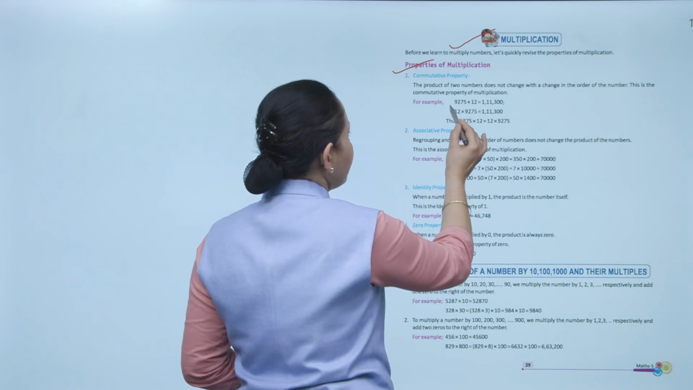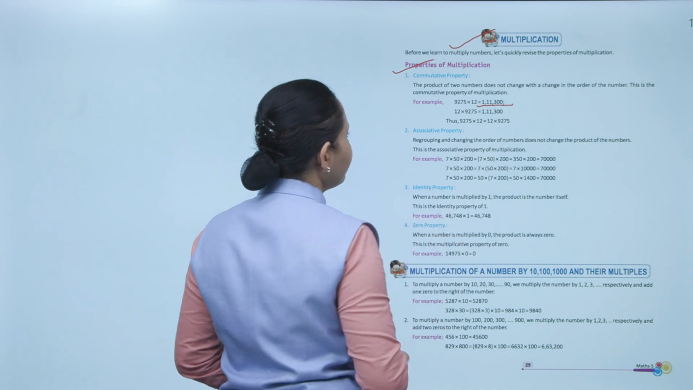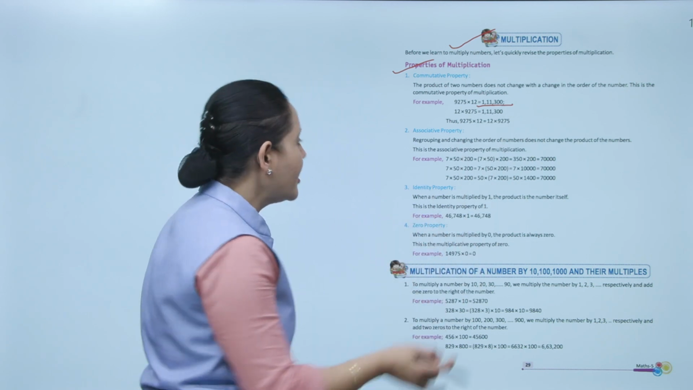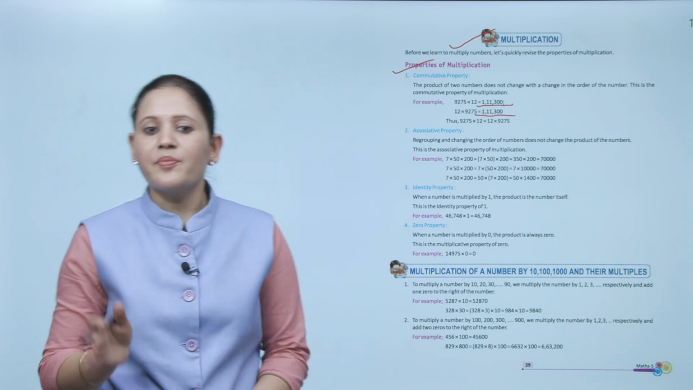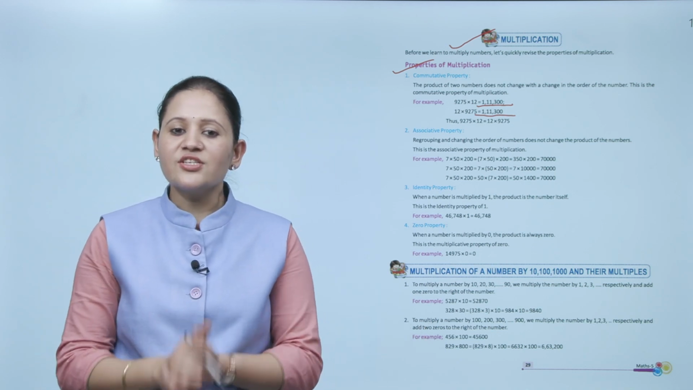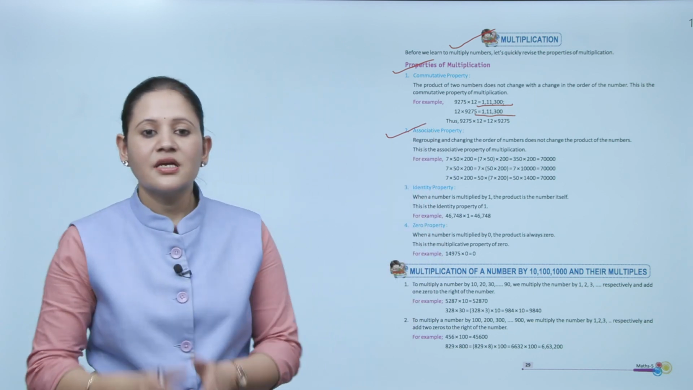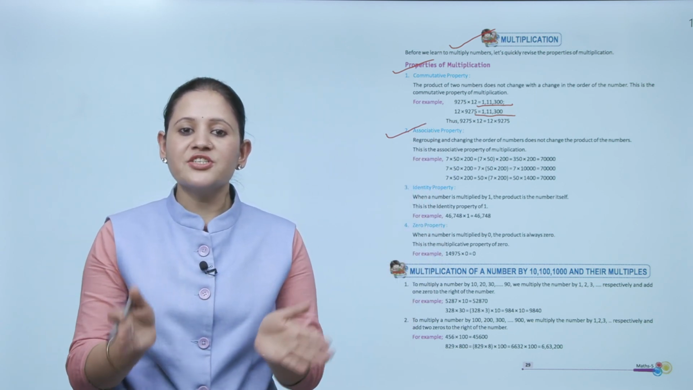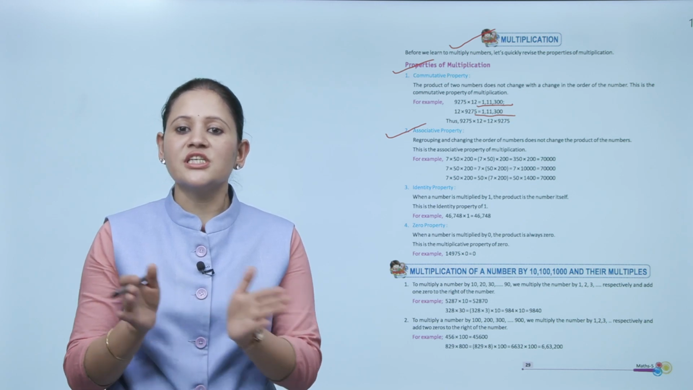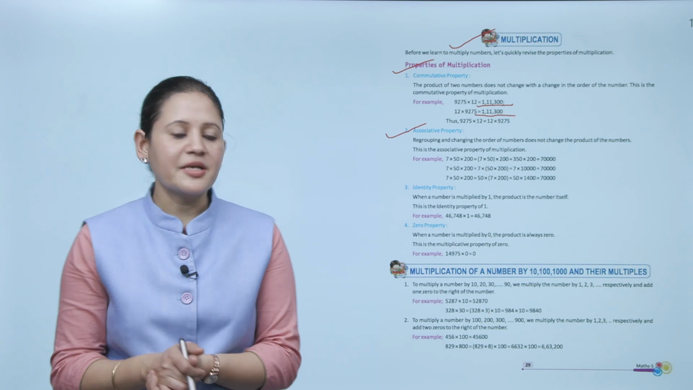Like here, 9,275 multiplied with 10 will give 1,11,300. If we change the order, again the product is the same. So this is the commutative property of multiplication. Next, associative property. Regrouping and changing the order of the numbers does not change the product. This is the associative property of multiplication.